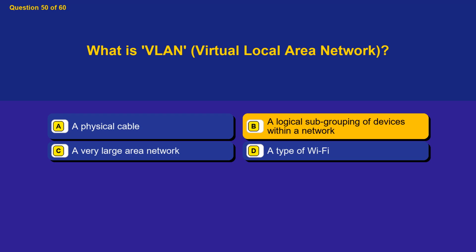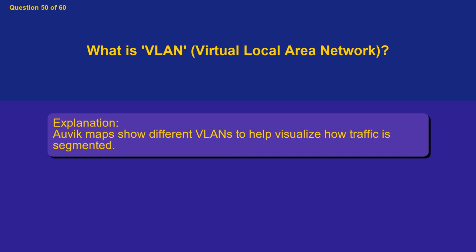The correct answer is option B. A logical subgrouping of devices within a network. Auvik maps show different VLANs to help visualize how traffic is segmented.